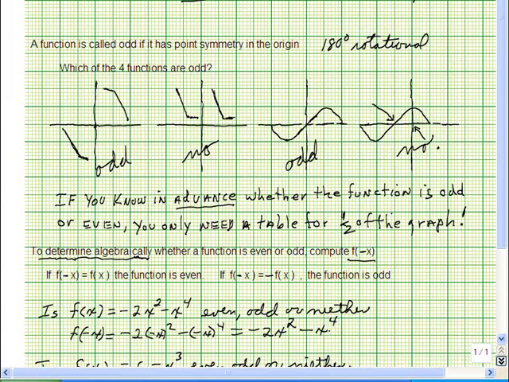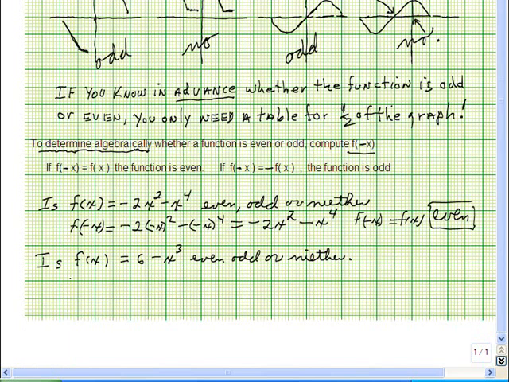Well, that's exactly what I started with. That is exactly f of x, so I just showed that f of negative x is exactly the same as f of x, so this is even. Now let's take a look at our next function. It says, is f of x equals 6 minus x cubed even, odd, or neither?